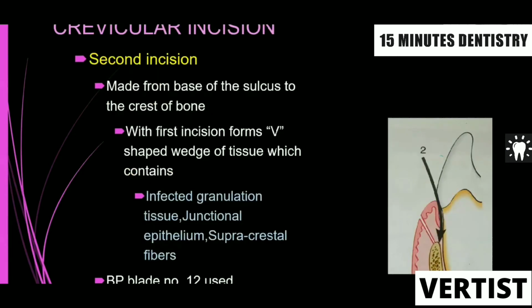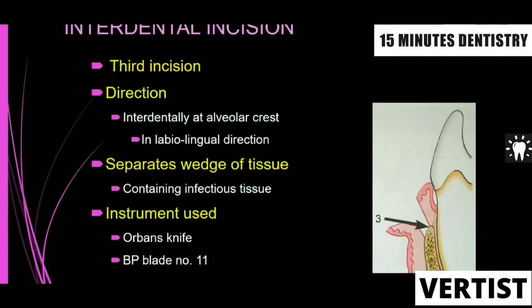Whereas the second incision, which is given from the base of the sulcus to the crest of the bone, forms a V-shaped wedge of tissue which contains the infected granulation tissue, junctional epithelium and supracrestal fibers. The third incision is given in the labiolingual direction, interdentally at the alveolar crest. It removes the infectious tissue and it is either given with the Orban's knife or with the number 11 blade.